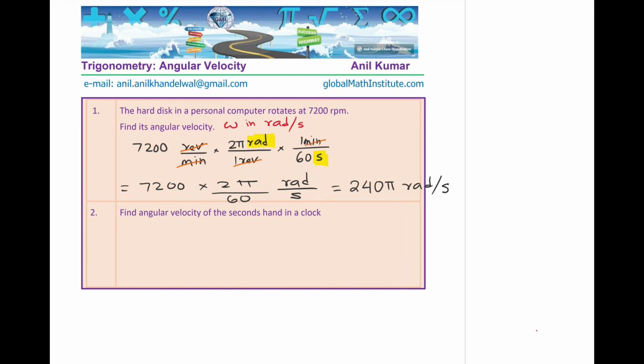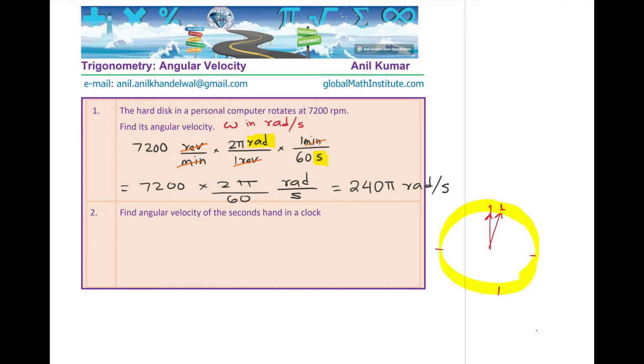Question number 2 is find the angular velocity of the seconds hand in a clock. So in a clock, in 1 second, how much does it move? That is what you need to figure out, right? So the seconds hand, let's say starting from here, will move 1 second. Do you see that? It will move 1 second.